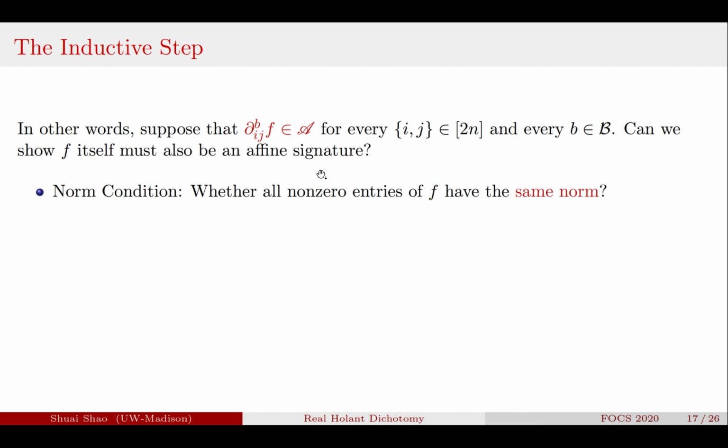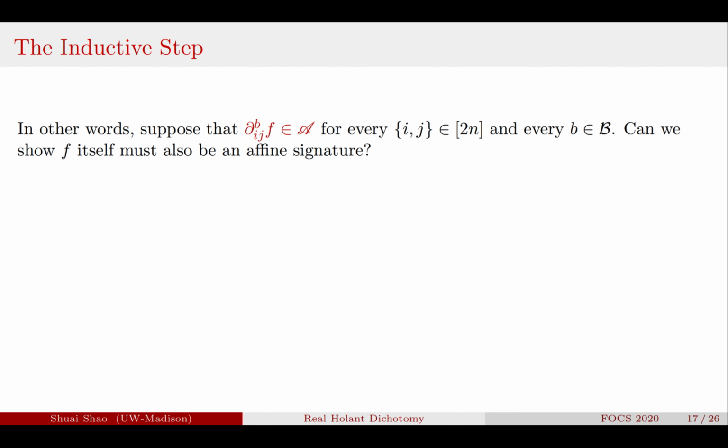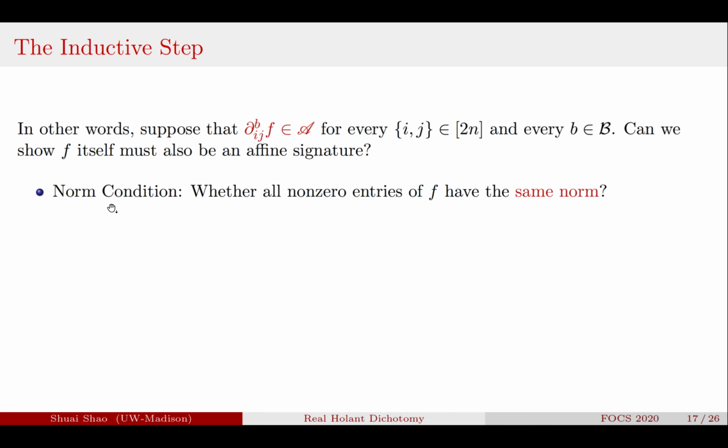Well, an affine signature satisfies the following two properties. First, all its non-zero entries have the same norm, and secondly, its support is an affine linear space. So we will prove that f itself is an affine signature by the following 3 steps. First, we ask whether all non-zero entries of f have the same norm. We can show that the answer is yes, but only for signatures of arity at least 10.